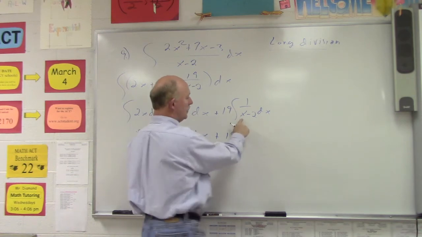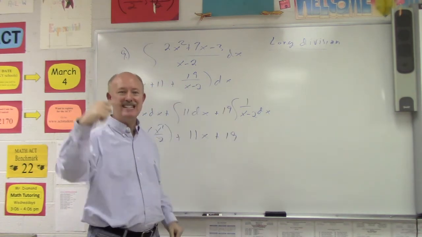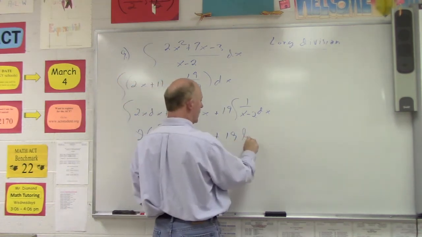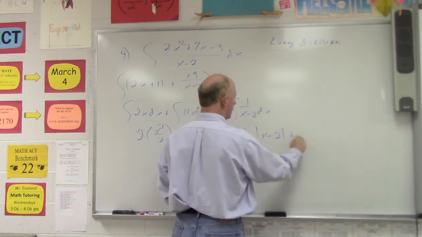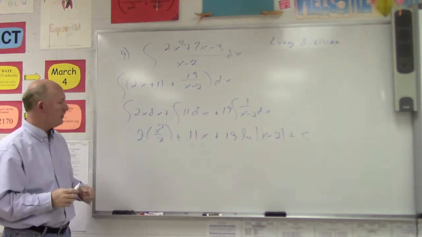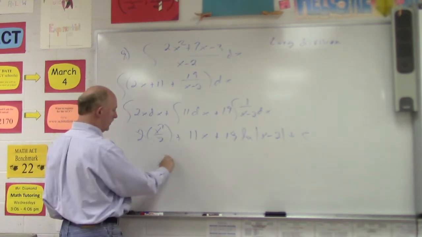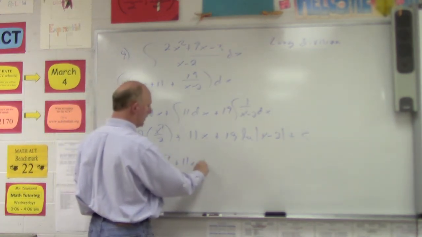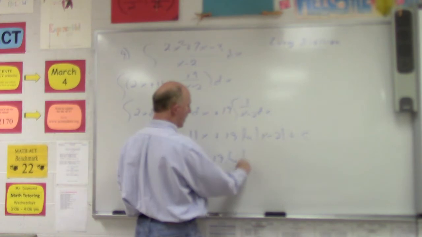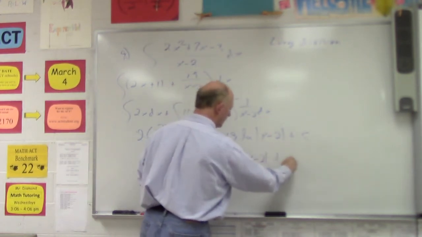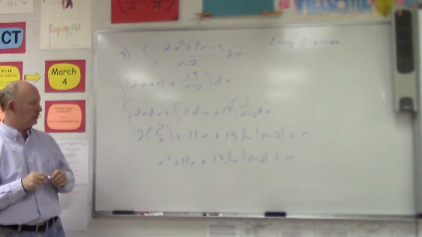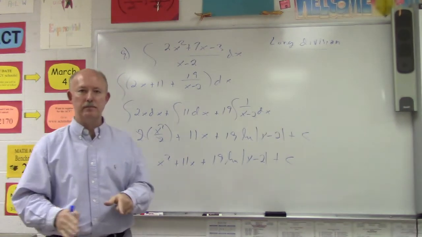Now the derivative of x is 1. So we have a natural log relationship there. It'd be natural log absolute value of x minus 2 plus our constant of integration. And our final answer: x squared plus 11x plus 19 natural log absolute value x minus 2 plus our constant of integration. So that's the reason for the long division.